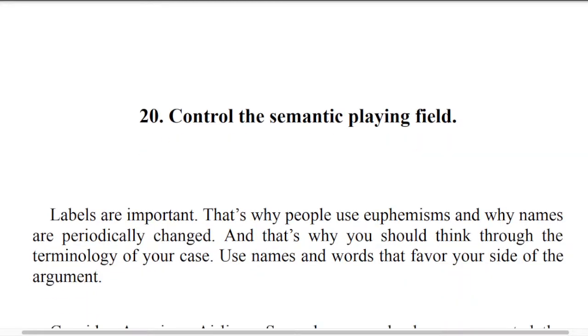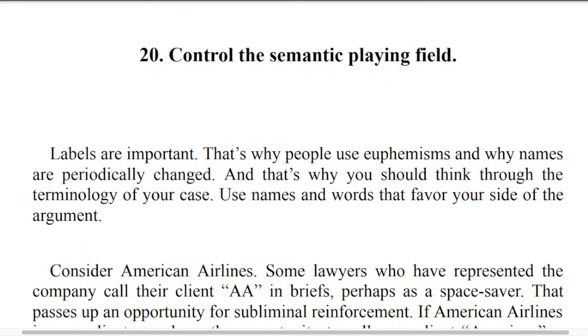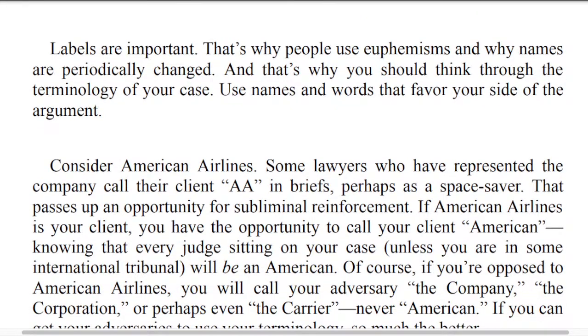All right. So section 20, control the semantic playing field. Labels are important. That's why people use euphemisms and why names are periodically changed. And that's why you should think through the terminology of your case. Use names and words that favor your side of the argument.